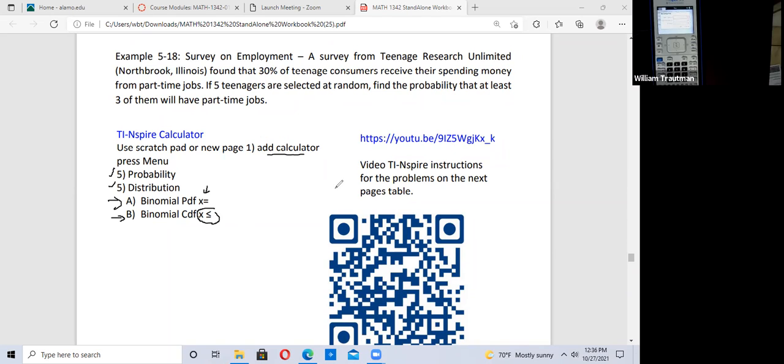And this QR code is for the video of doing this, the video that you have in module 10 right now.